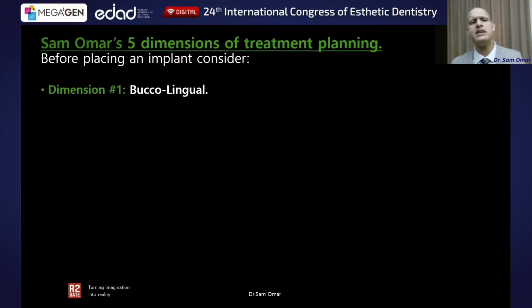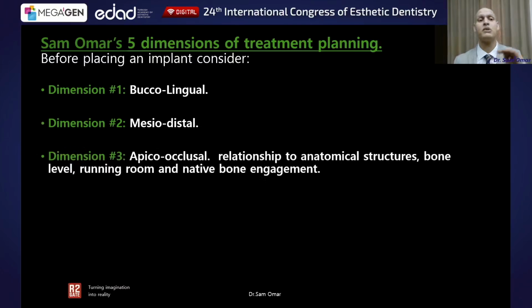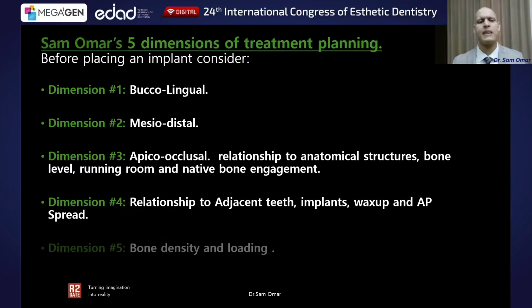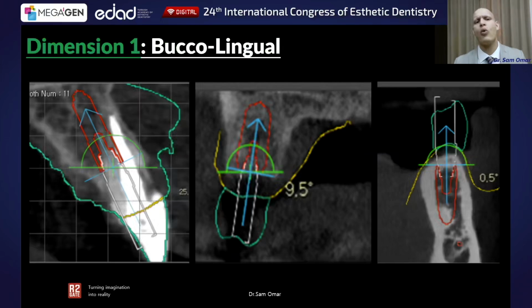So when we're placing the implant, we need to look at the implant when we're positioning it in the treatment planning software. We need to look at it from a buccolingual position. That's dimension number 1. Dimension number 2 is mesiodistal. Dimension number 3 will be apico-occlusal, relationship to important anatomical structures, bone level, running room, and native bone engagement. Dimension number 4 is relationship to the adjacent teeth, implants, wax up, and AP spread. Dimension number 5 is bone density and loading. And right now, we'll go through all the 5 dimensions of treatment planning one by one.